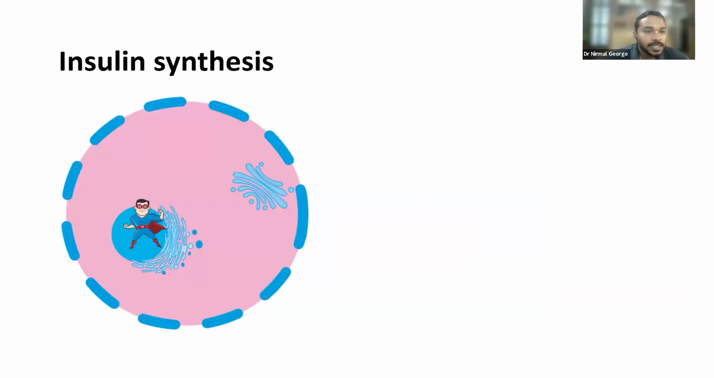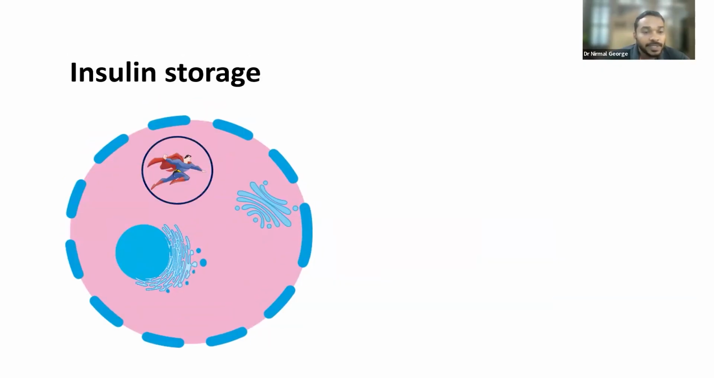So insulin is a product of transcription and translation, and insulin is not synthesized as such. Insulin is synthesized as pre-proinsulin. It is an inactive insulin. And this pre-proinsulin will be transported to the endoplasmic reticulum, where it will be converted to proinsulin. And this proinsulin will be transported to the Golgi apparatus, where it will be converted to insulin. And this formed insulin will be stored inside secretory vesicles of the beta cells of the pancreas.